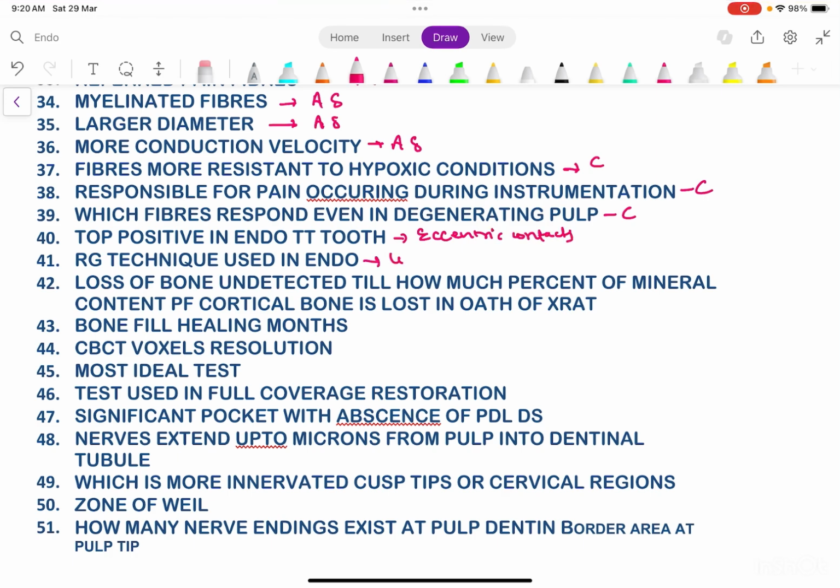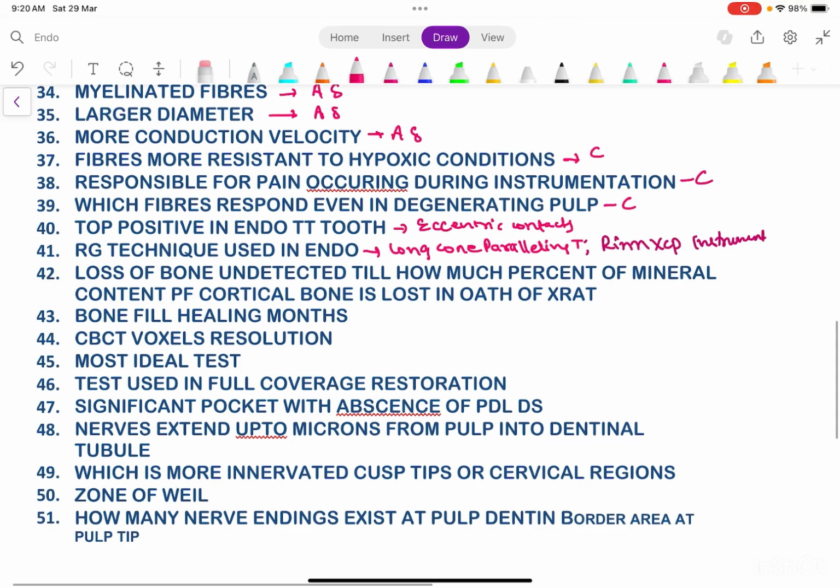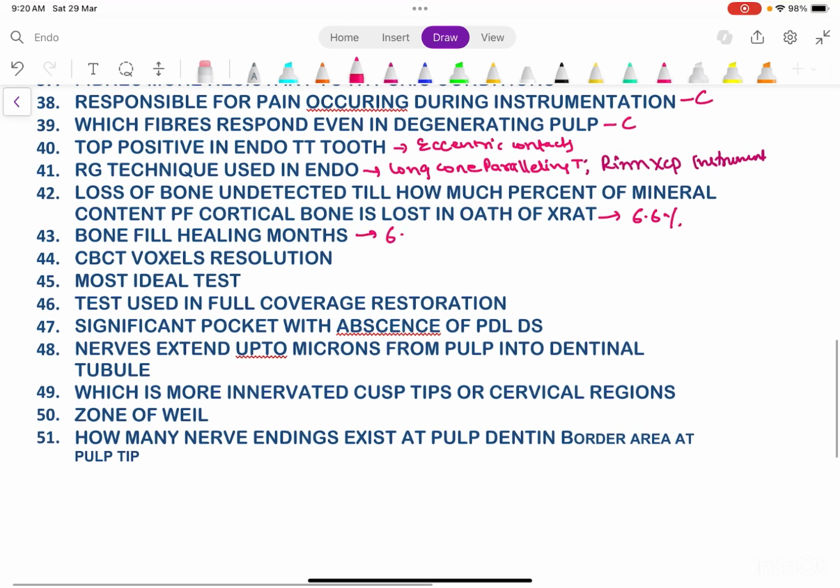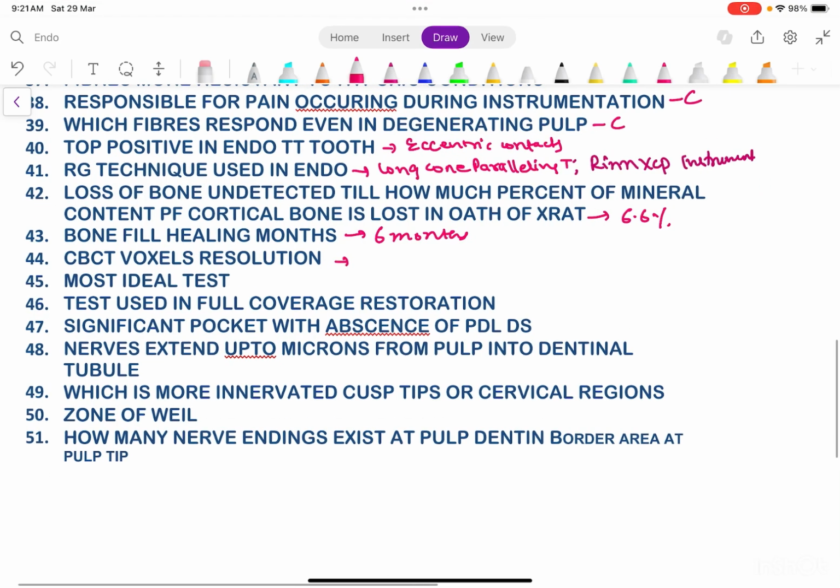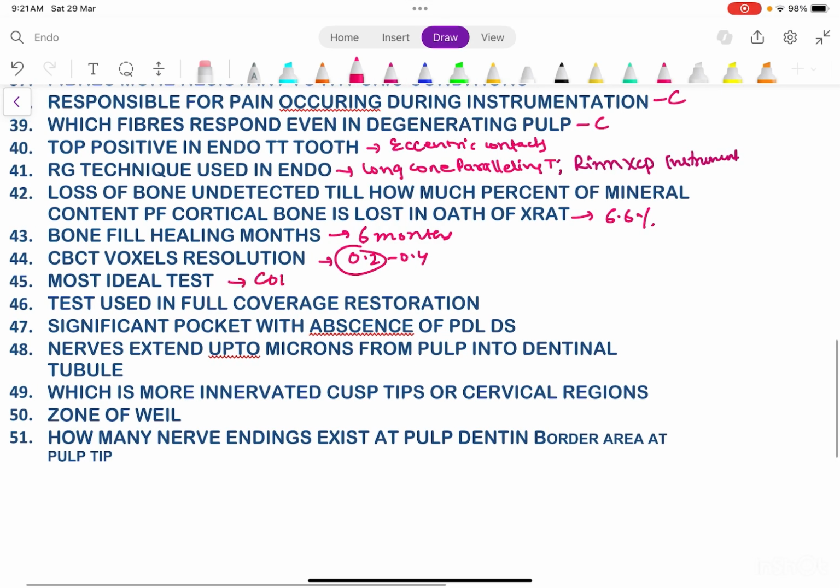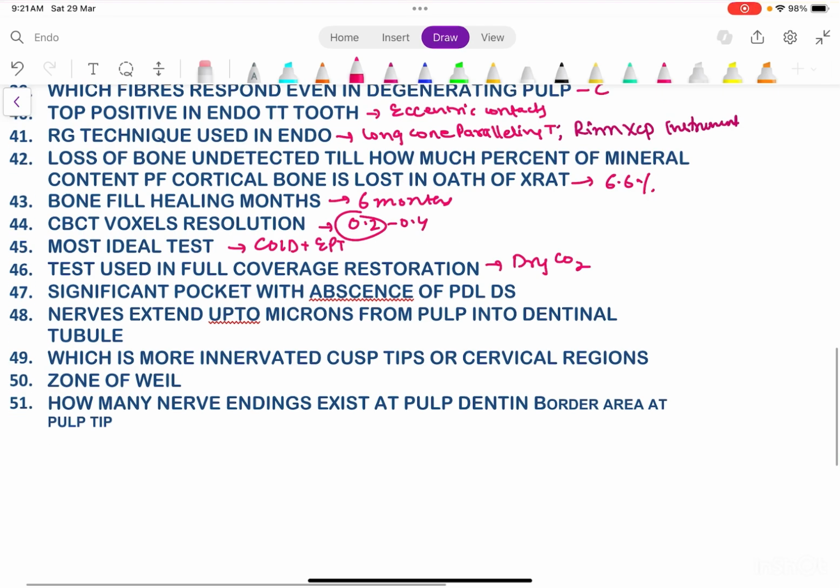The radiographic technique used in endo is the long cone paralleling technique, and we basically utilize the Rinn XCP instrument for taking it. Loss of bone is undetected till what percentage? It is 6.6%. Bone fill healing occurs in 6 months. CBCT resolution voxel size is 0.2 to 0.4, and we prefer 0.2. The most ideal test is cold test plus EPT both. The test used in full coverage crowns is dry carbon dioxide.